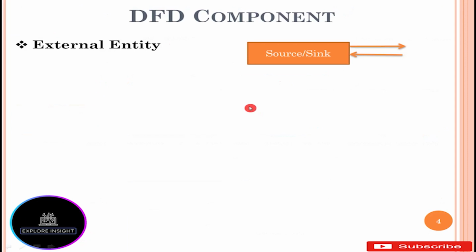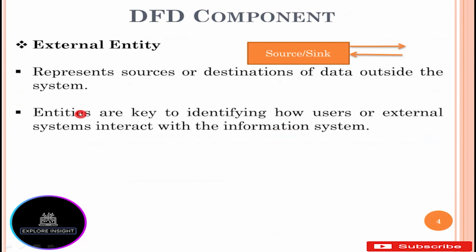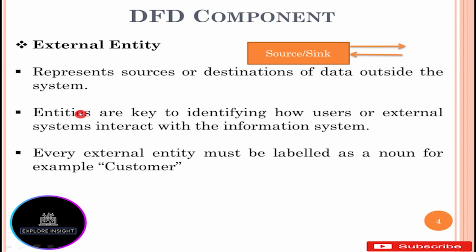So basically, we have 4 components. The first one is the external entity. Now, what is this external entity? External entity represents sources or destinations of data outside the system. And also, it is important for you to note that these entities are key to identify how users or external systems interact with the information system. And lastly, every external entity must be labeled as a noun. For example, in this picture, we have customer.